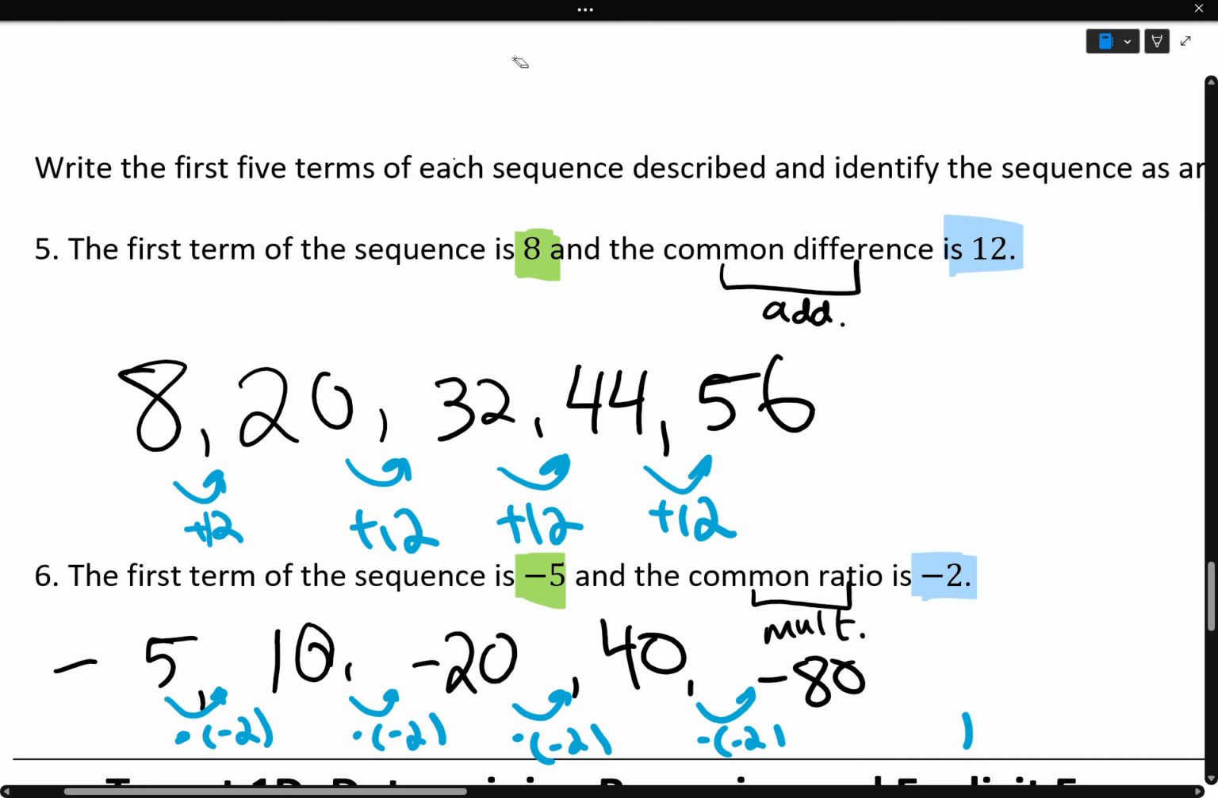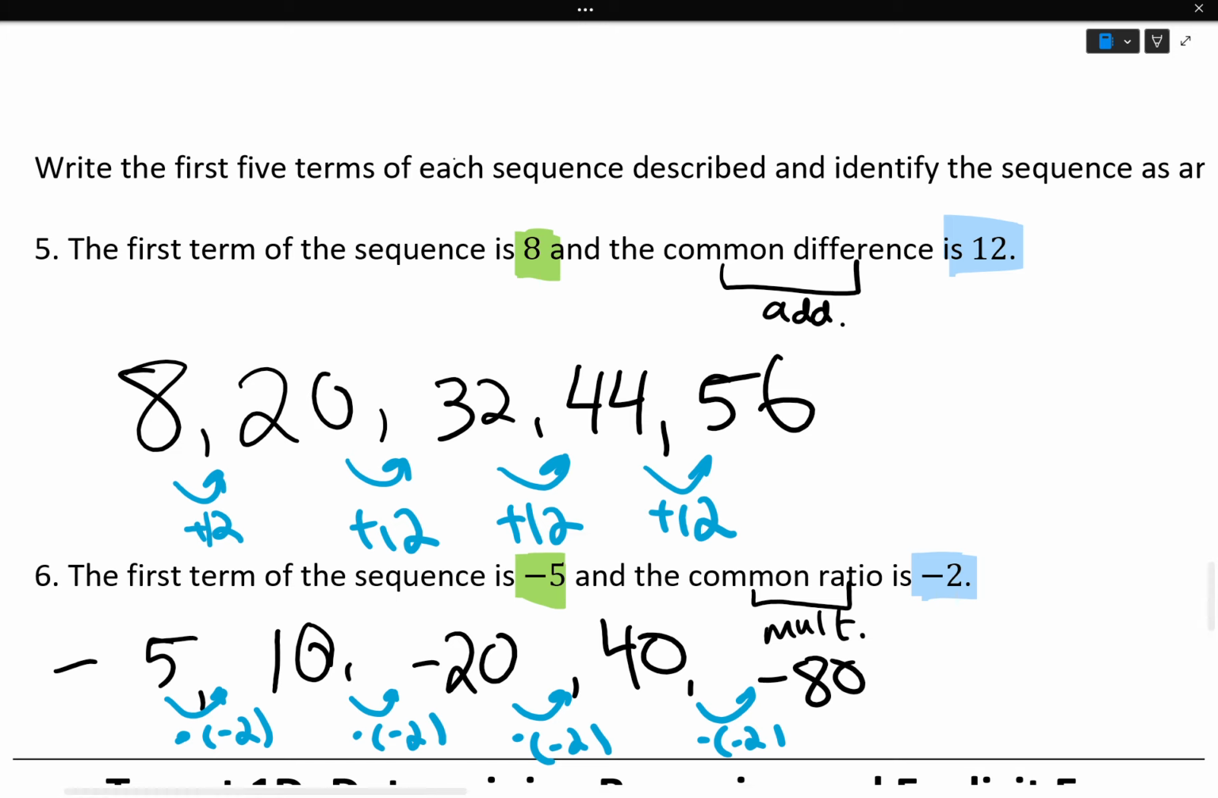All right. So that is a little difference between arithmetic and geometric sequences. If you have any questions, please let me know.